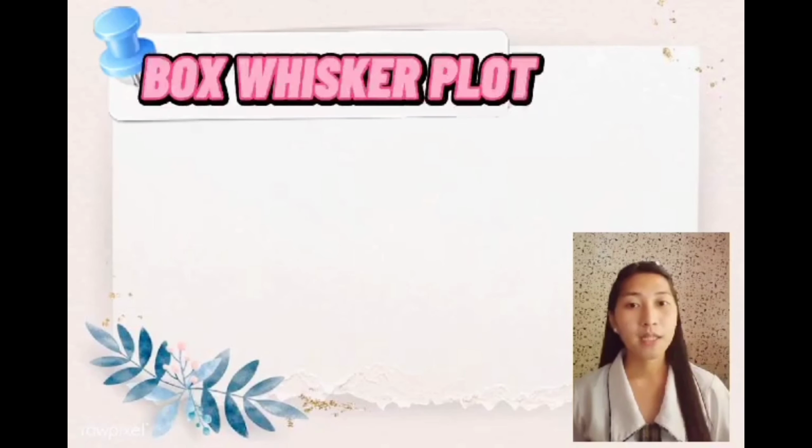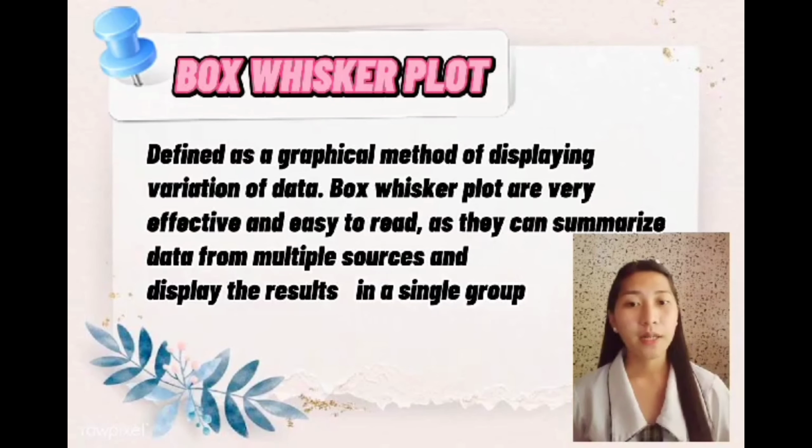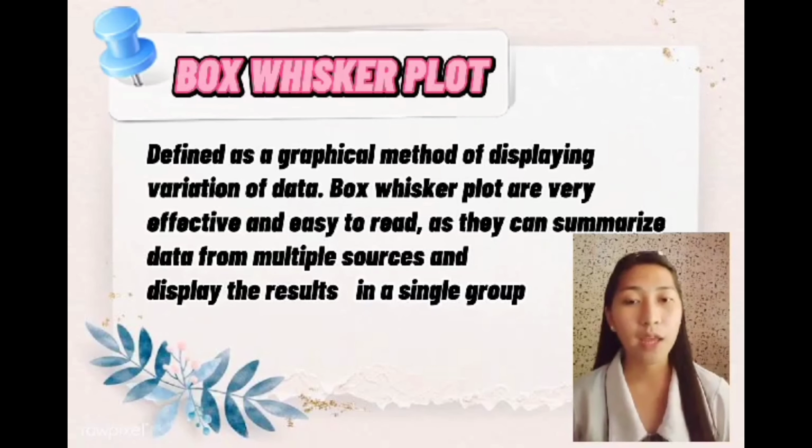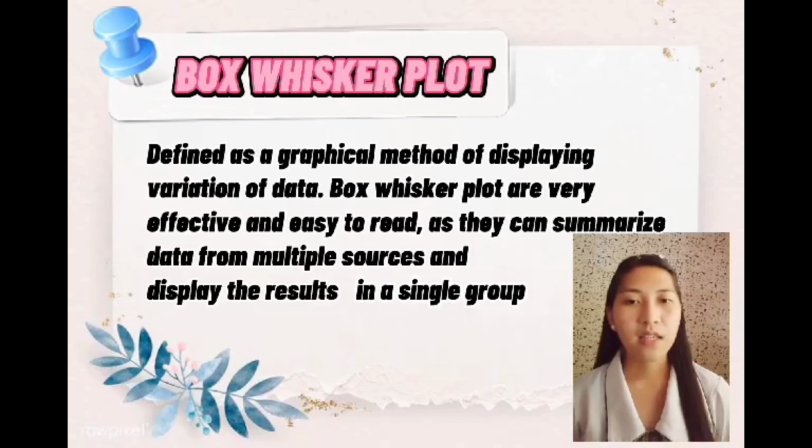My topic is all about the box whisker plot and the pie graph. A box whisker plot is defined as a graphical method of displaying variation in a set of data. Box whisker plots are very effective and easy to read as they can summarize data from multiple sources and display the results in a single group. This is a very useful graph depicting the distribution of test scores through their quartiles.